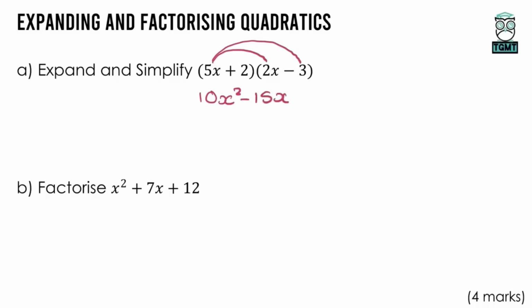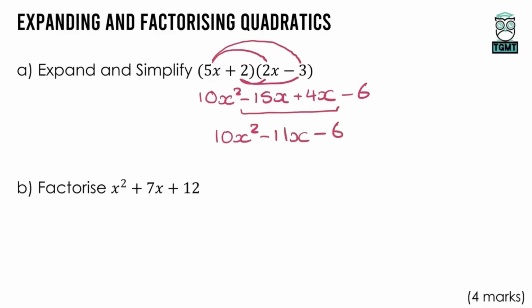We can then move on to the 2. So 2 times 2x, and that's positive 2 times 2x, so positive 4x. And then positive 2 times negative 3 makes negative 6. We can then collect together these middle terms, and we have 10x squared at the start, negative 15 add 4, and in this circumstance here, remember to use your calculator, negative 15 add 4, which is just negative 11, so negative 11x, and then minus 6.